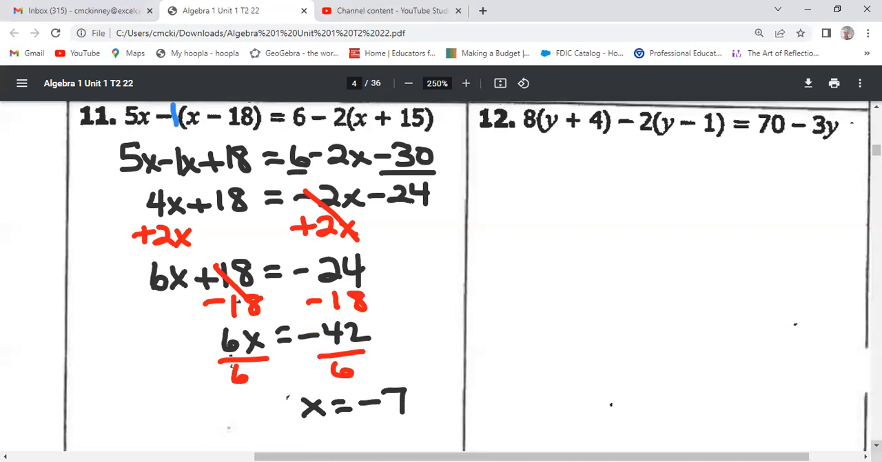Lots of details. Negative signs. Be sure that you don't drop them. Lots of mistakes, lots of problems that go wrong is because I trace back to a place where a negative sign got dropped. All right, let's take a look at number 12.